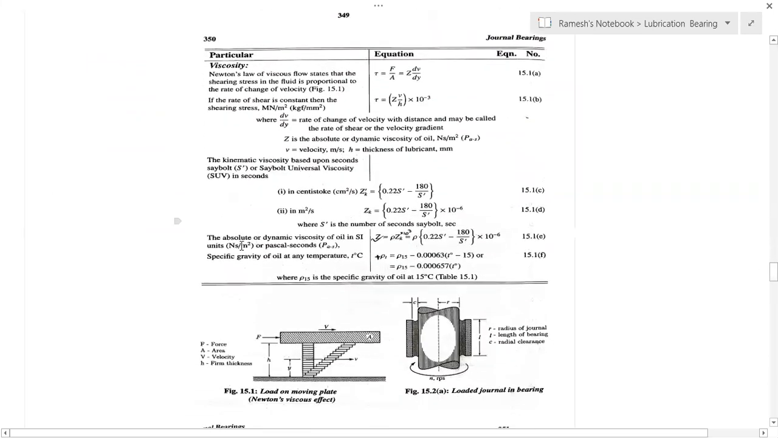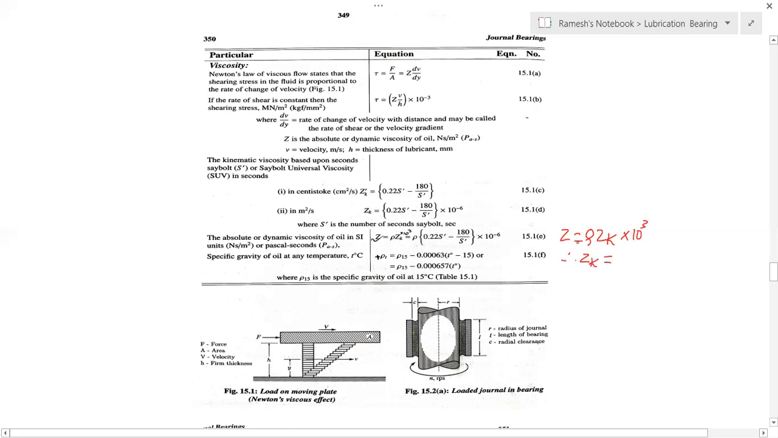Here you can see that this is the equation which is used for the absolute viscosity as well as the dynamic viscosity. But there is a misprint in the equation in the data input. Here it is mentioned as Z is equal to density into Zk. Z is nothing but absolute viscosity or dynamic. Zk is kinematic viscosity. It should be 10 raised to 3.